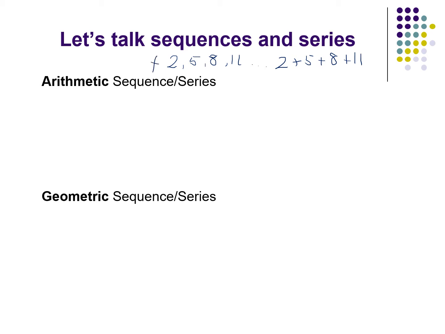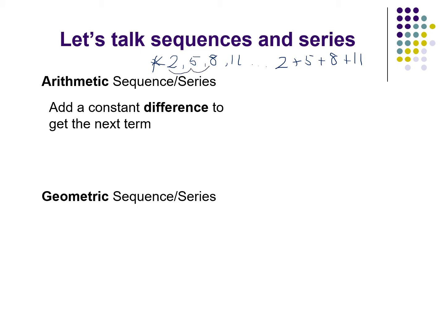This one that I've drawn up here is an arithmetic sequence. Reason being, what we do to get from one term to the next is we add a constant difference each time. So you can see with this, we're adding 3 each time to get the next term. Now there is a formula in the formula book for finding the sum of the first n terms of an arithmetic series. You may remember we've come across this before.